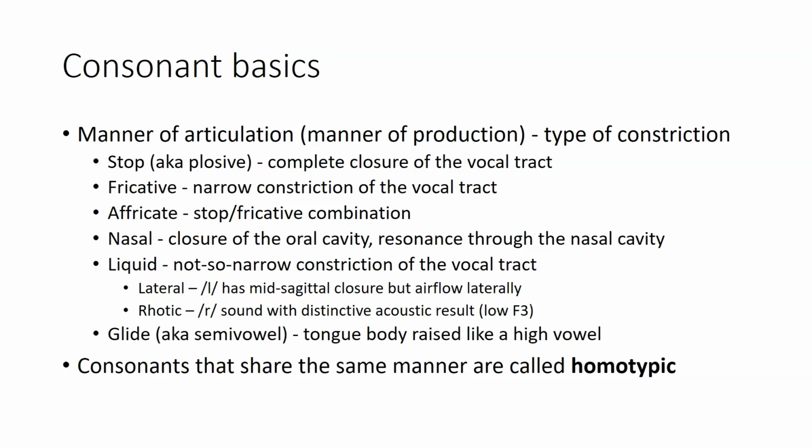Each of our consonants has a manner of articulation or a manner of production that reflects the type of constriction that is made for the consonant. Stop consonants, sometimes also called plosives, have a complete closure of the vocal tract, so flow of air out of the vocal tract is blocked completely. For a fricative consonant, there is a narrow constriction of the vocal tract that the airstream is forced through.